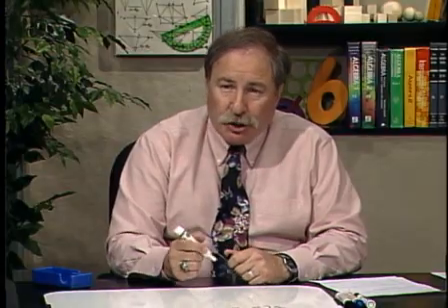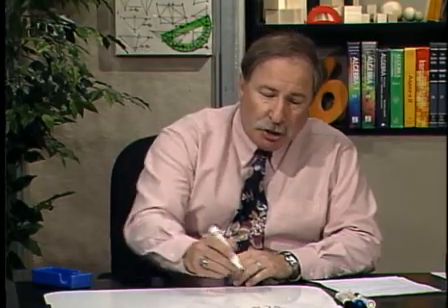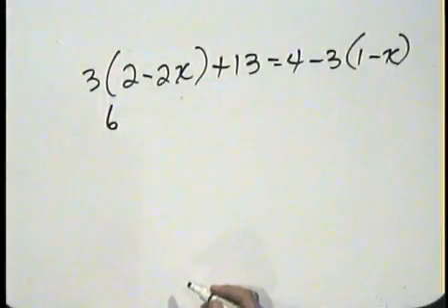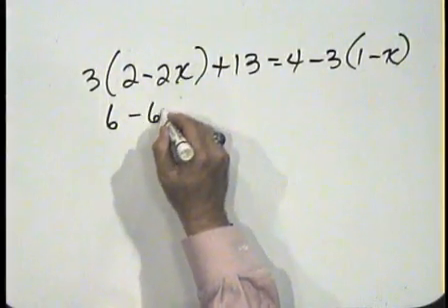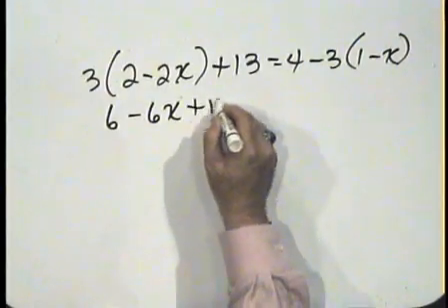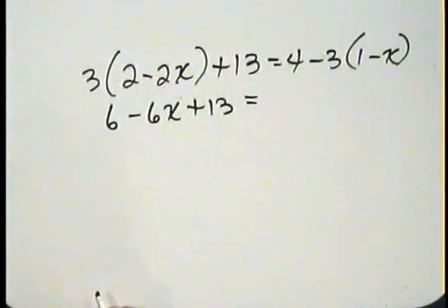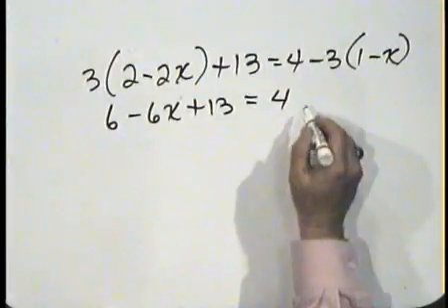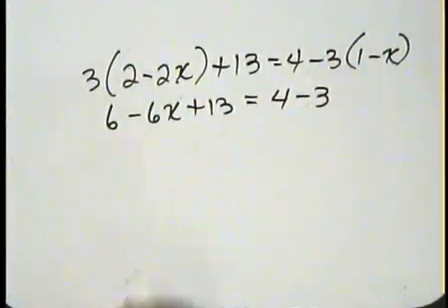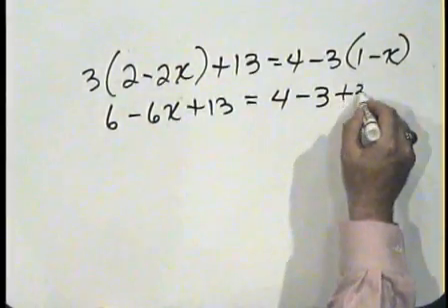Okay, the first step in a problem such as this is to get rid of the parentheses. And we do that by multiplying the number outside the parentheses by all the terms inside the parentheses. 3 times 2 is 6. 3 times negative 2x is negative 6x plus 13. On the right side, the 4 is fine. We multiply the 1 minus x by the negative 3. Negative 3 times 1 is negative 3. Negative 3 times negative x is plus 3x.